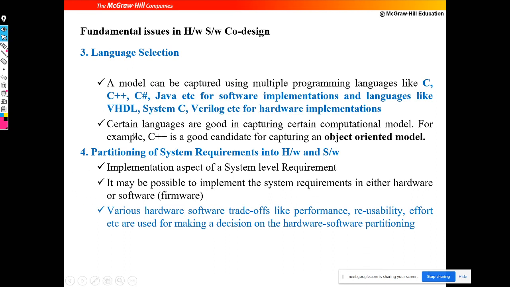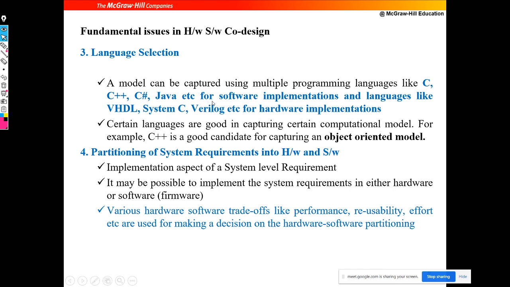Coming to language selection, you need to decide which language you are going to use. This is typically how you do your mini projects also. You start with your problem statement, then you buy the components, then you see what kind of software you are going to use. Is this going to be C based, C++ based, C sharp, Java, so many things. And these are for the software side.